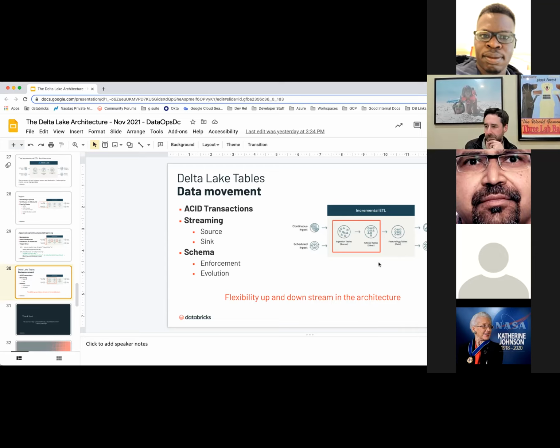Is there a pairing where the streaming from Delta Lake can be paired with Apache Spark structured streaming? Yeah, that's a natural pairing, that is how we do it normally.